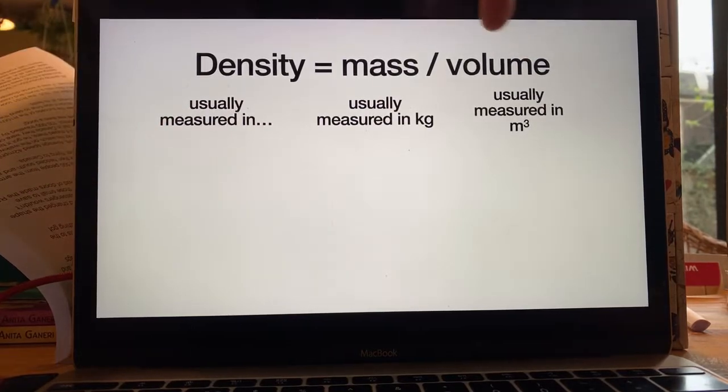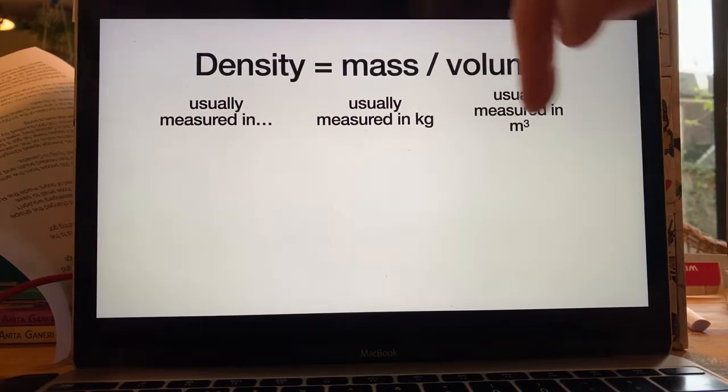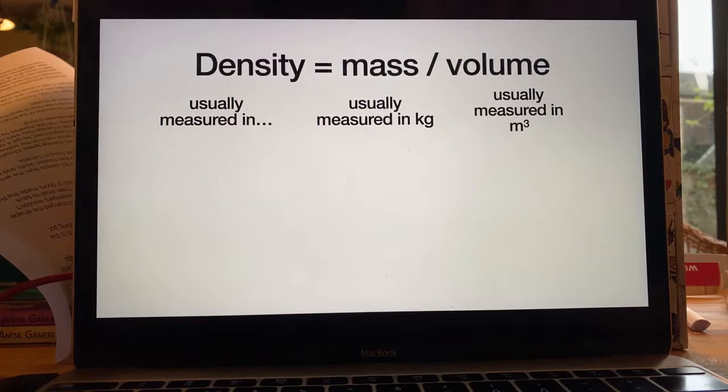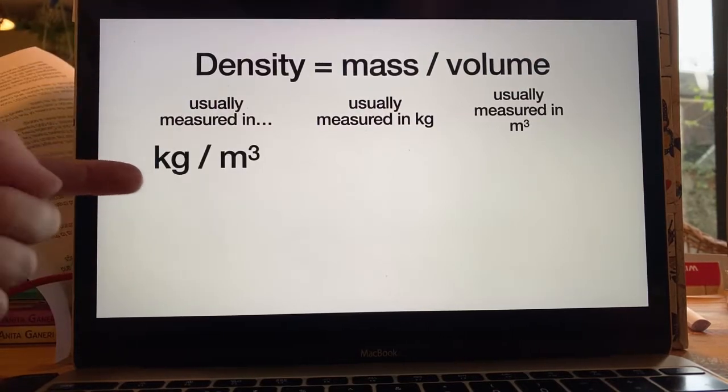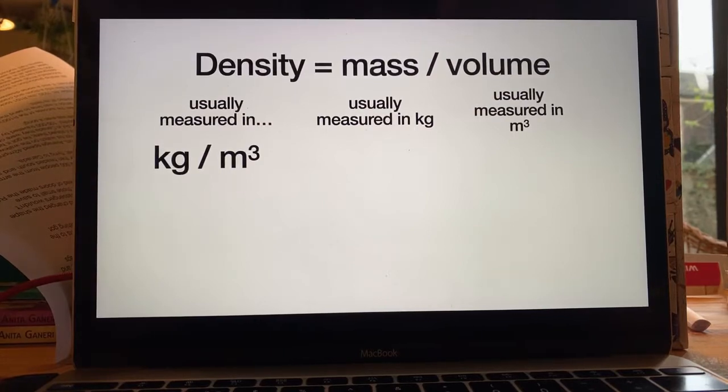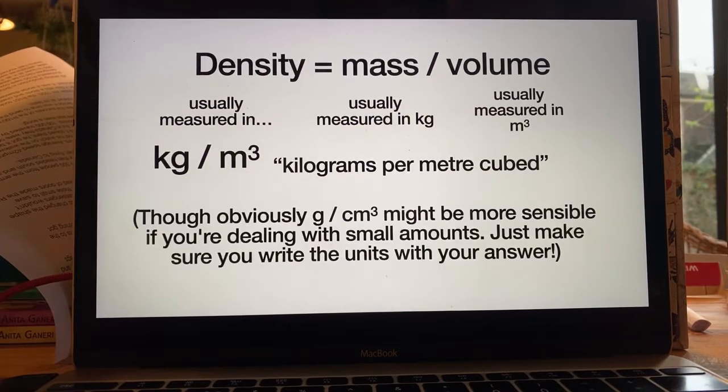Remember, everything you do to the numbers, you have to do to the units as well. So if on this side you're doing mass divided by volume, you're doing kilograms divided by metres cubed. So the units of density, drum roll please, are kilograms per metres cubed. I know, right? Kilograms per metres cubed.